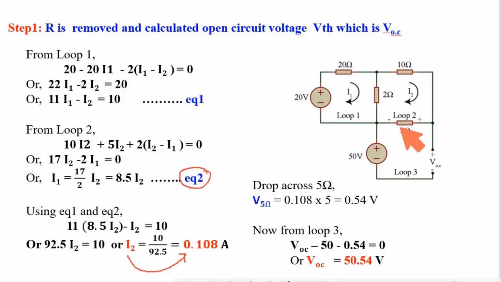So what will be the voltage across this 5 ohm resistance? This is 5 multiplied by I2, ultimately 0.54 volt. This is this voltage, and the polarity is positive and negative. Now using KVL in this loop, this is plus minus minus plus minus plus 0.54. So ultimately using KVL here, this VOC minus this 50 minus this one is equal to 0. So ultimately I got VOC is 50.54 volt.